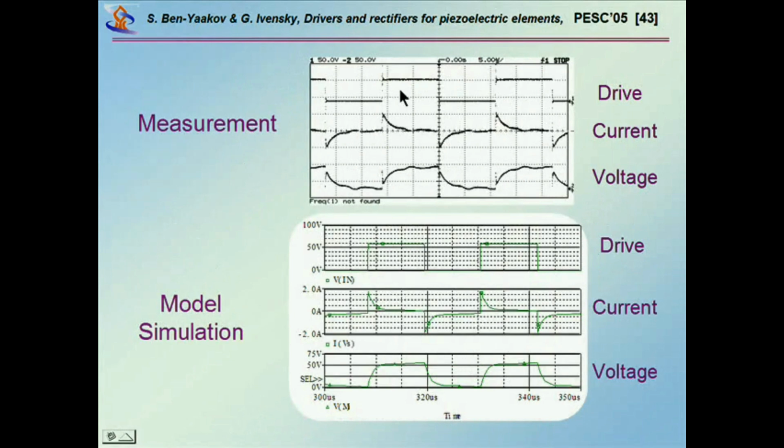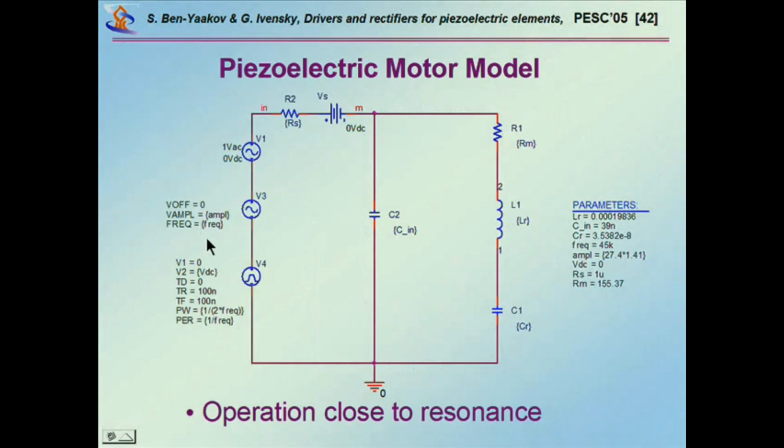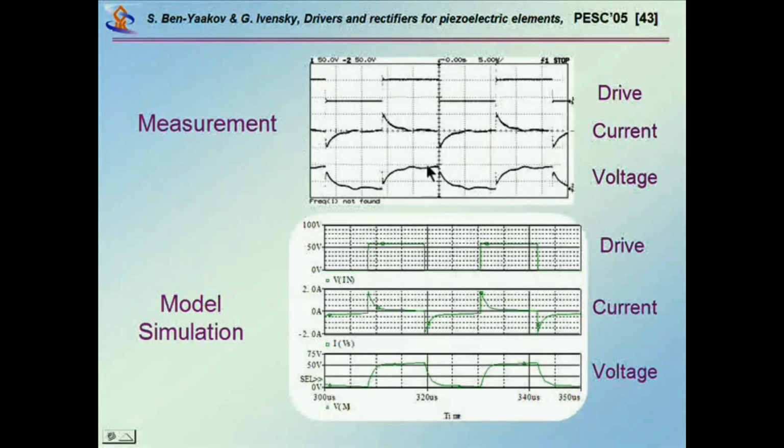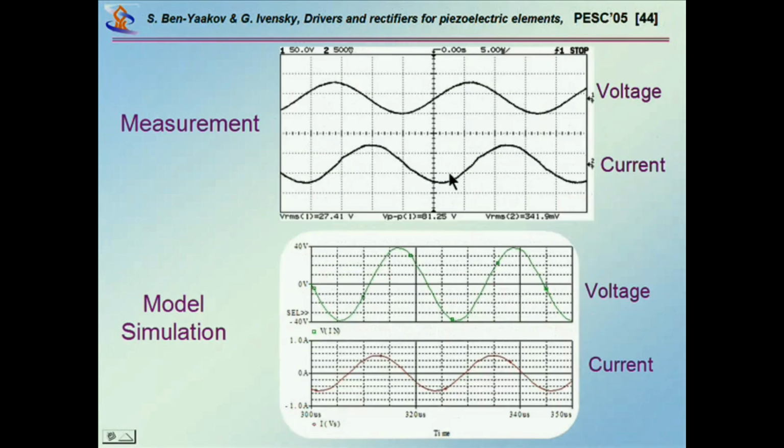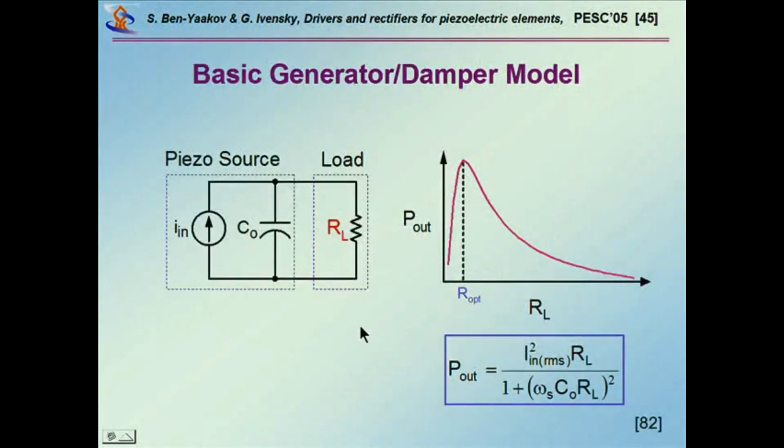This is, for example, some measurement done on a motor. This is the excitation. In this case, it was a square wave fed through a series resistor, and you see the current and the voltage. This will be the simulation, this will be the measurement, and the same thing if we feed it with a sinusoidal wave, we find again a very good agreement. So the models are really very nice.